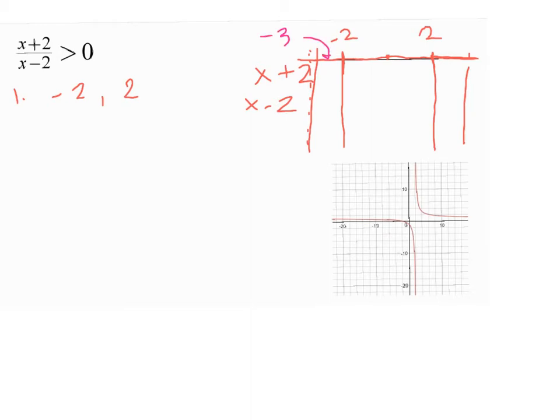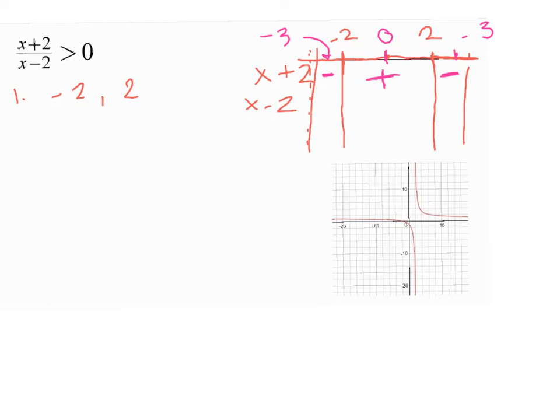And I'm going to plug -3 just into x plus 2. So x plus 2 would be -3 plus 2 is -1. I don't care what it is, but it is a negative number, so I'm going to put a negative mark there. In the middle here, I'm going to pick 0. 0 plus 2 is a positive number, so I'm going to put positive there. Then I'm going to pick a number out here, again, maybe -3, and I get a negative number. Okay, so that was step 4, decide plus or minus.